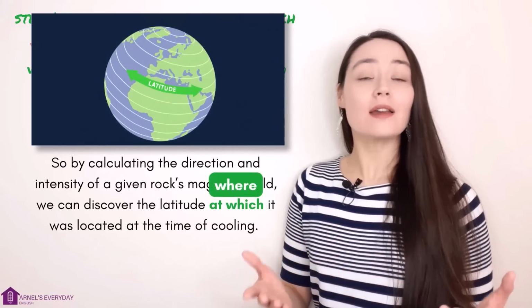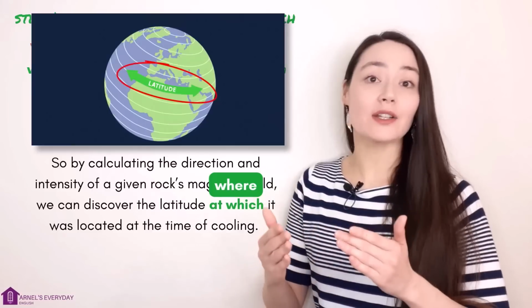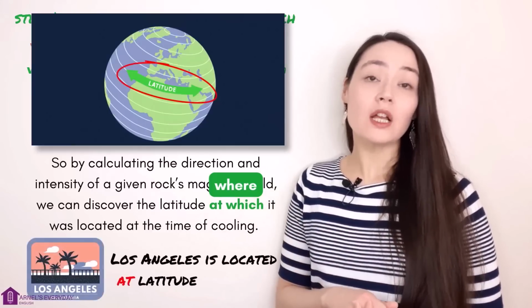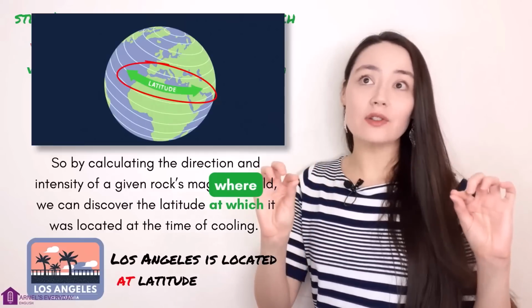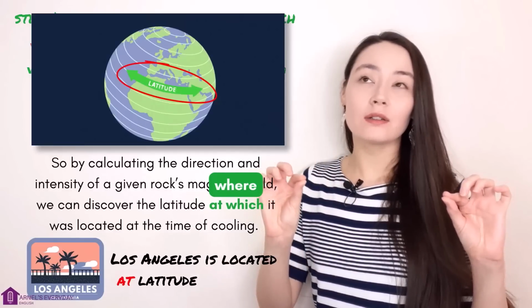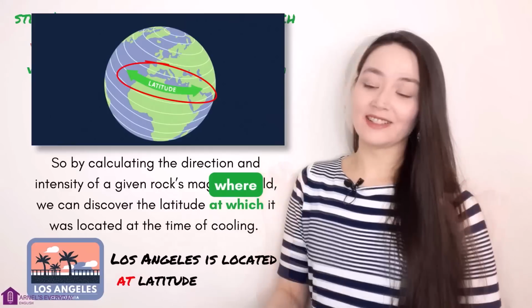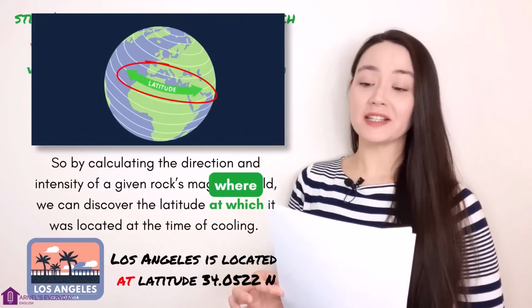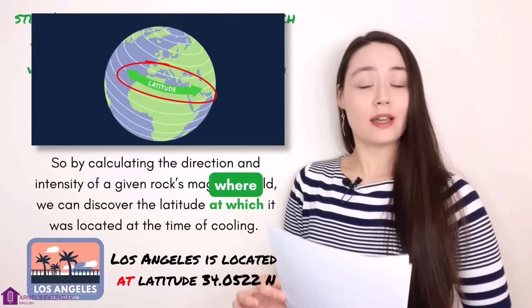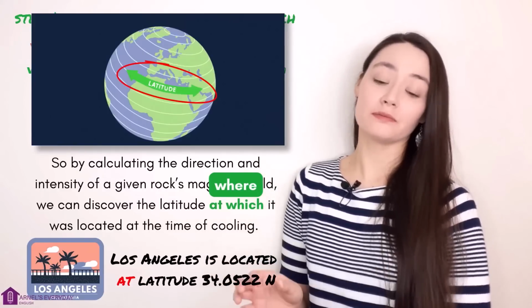Why do we use at? Because something is at latitude. For example, Los Angeles is at latitude 34 degrees, 5 minutes and 22 seconds north.